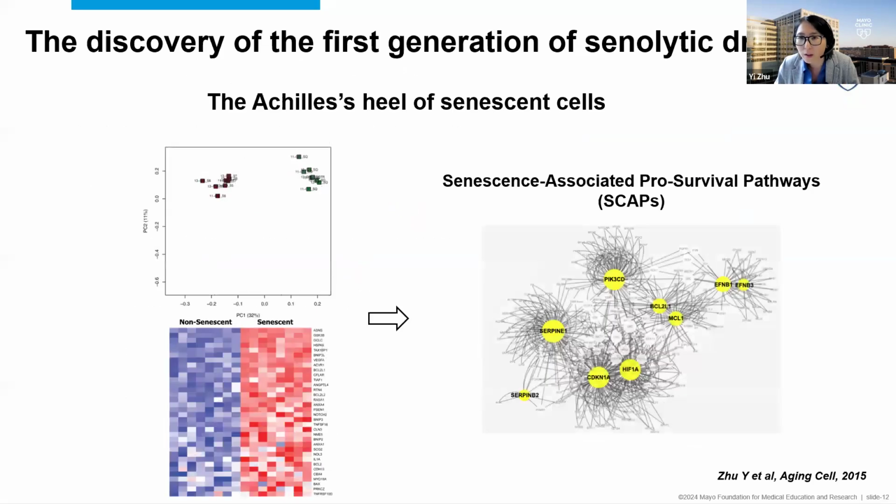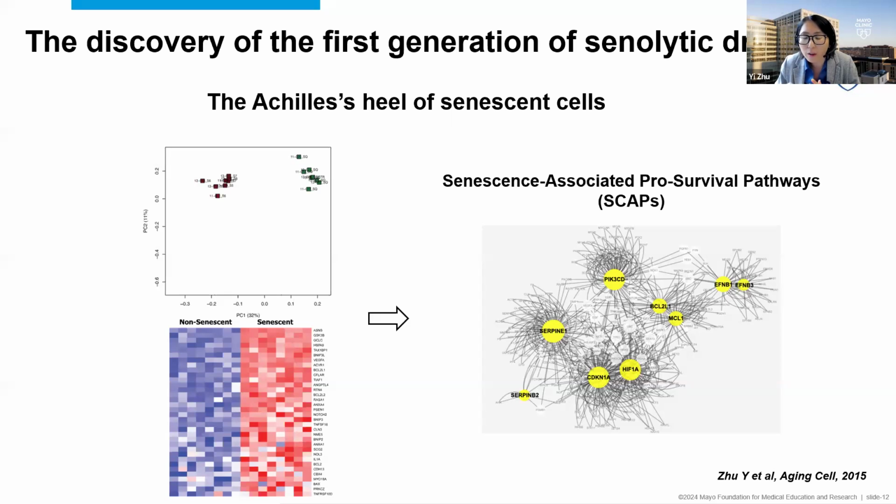So a few years ago, when I joined my mentor Dr. James Kirkland's lab at Mayo Clinic, I set out to test whether we can find Achilles heels of senescent cells, which means senescent cells might rely on some pathways to survive in the harsh condition. We also did a microarray to find the transcriptome of senescent versus non-senescent cells. As you can see from the PCA analysis and the heat map of the differential gene expression, senescent cells have a very distinct transcriptome.